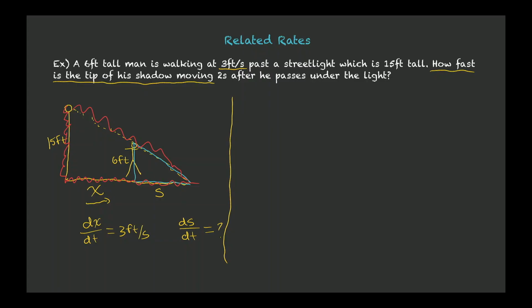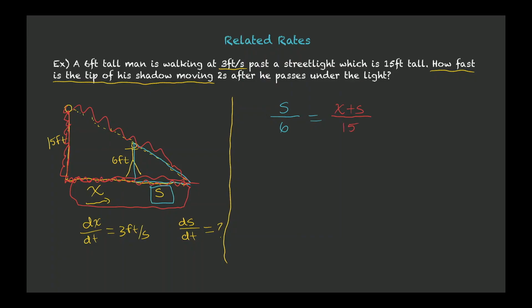So for example, for the blue triangle with the man and his shadow, on the ground, s over the man's height, 6, is in the same proportion as the big red triangle. Well, along the ground is x plus s, and in place of the man's height, instead of that, on that side is 15.